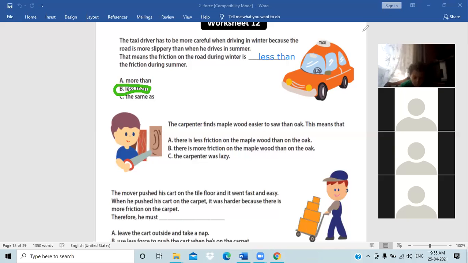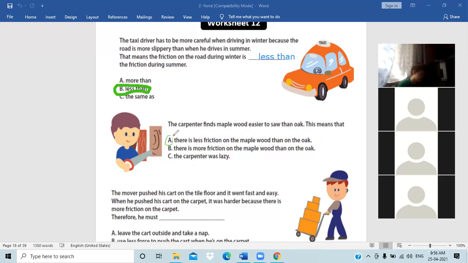A. There is less friction on the maple wood than on the oak. Very good, Alia, because the question says that the carpenter finds maple wood easier to saw. So this means that the saw slides through the maple wood much easier. So this means that the maple wood has less friction than the oak wood. So the answer is A.